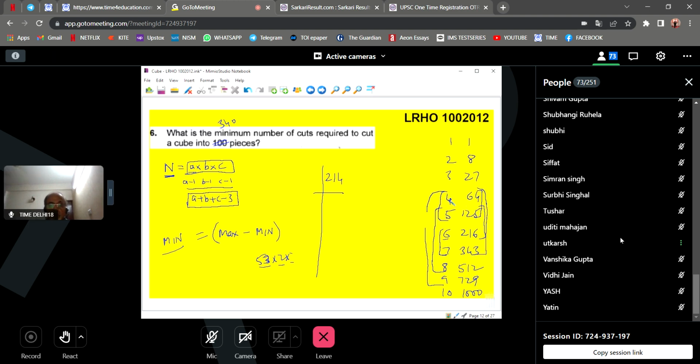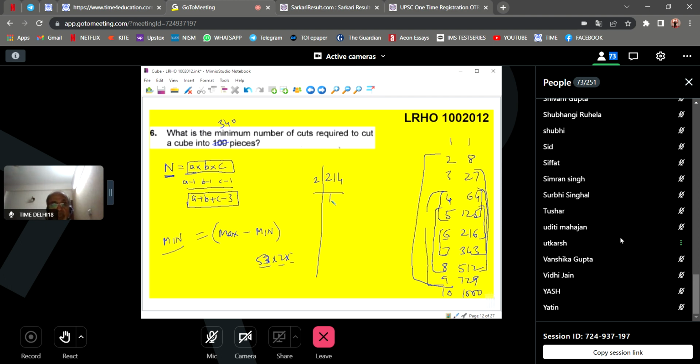Is it divisible by 4? No. Is it divisible by 7? No. I move to the next pair. Is it divisible by 3? No. Is it divisible by 8? No. I move to the next pair. 2 and 9. Is it divisible by 2? Yes. Is it divisible by 9? No. I just divide this. I'll keep checking till the time I do not get a number with which this is divisible.